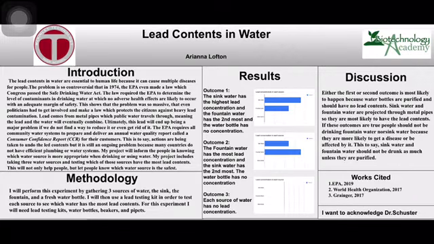These are the results I think I would have if I had done the actual project. Outcome 1. The sink water has the highest lead concentration, and the fountain water has the second most, and the water bottle has no concentration. Outcome 2. The fountain water has the most lead concentration, and the sink water has the second most. The water bottle has no concentration at all. Outcome 3. Each source of water has no lead concentration at all.